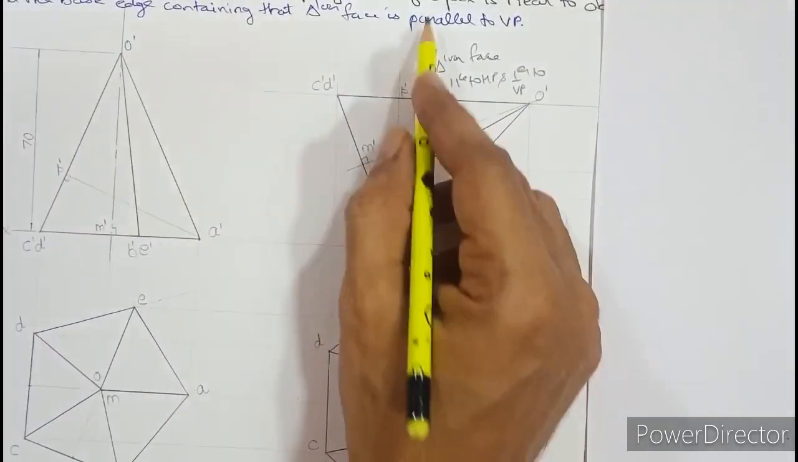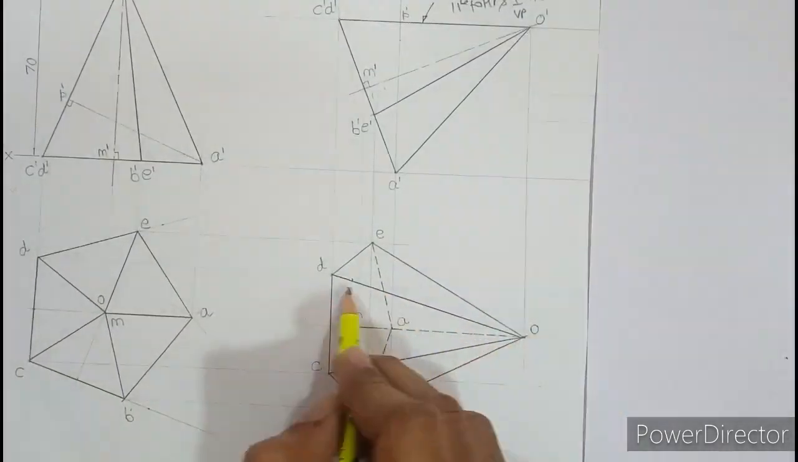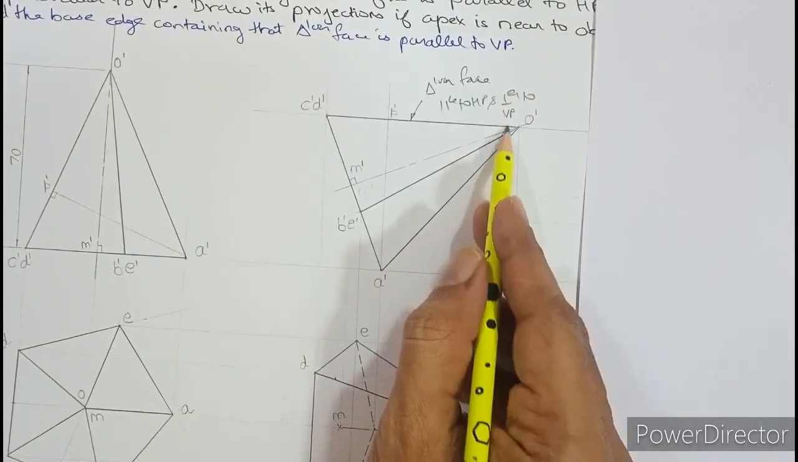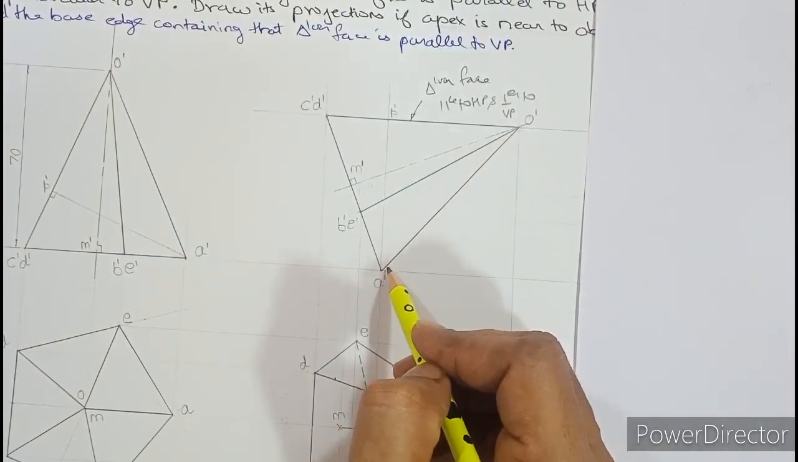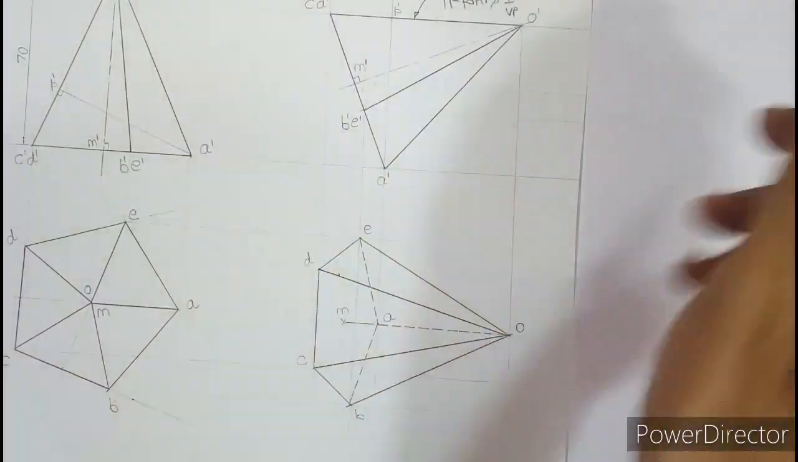Again, if you look from the top view, you can see the triangle OCD. So therefore OC and OD are dark. You cannot see the slant edge OA from the top view. So O to A is hidden.